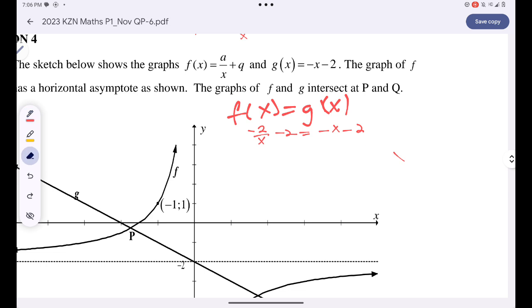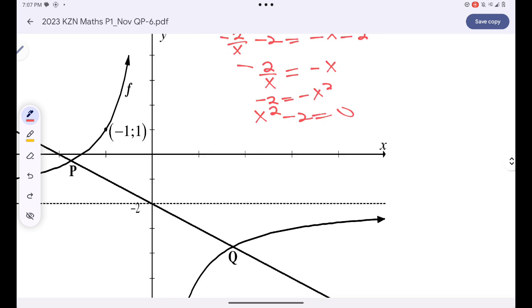It was going to be better if I did that. No, guys, these two will subtract one another. If I take this to the other side, I'll have -2 plus 2, and then I'll end up having -2 over x being equal to -x. Then now I can multiply everything by x. I'll simply have -2 is equal to -x squared. And then when I bring the x to the other side, I'll have x squared minus 2 is 0.